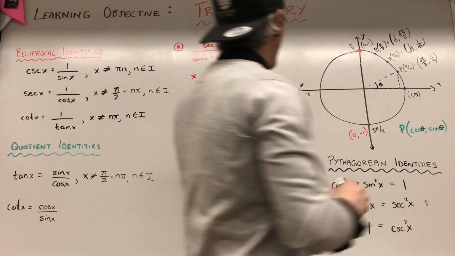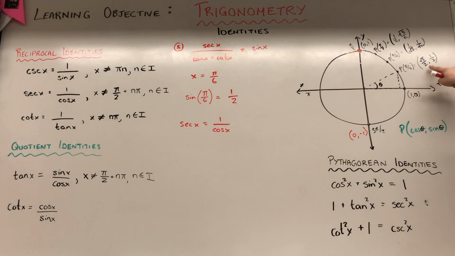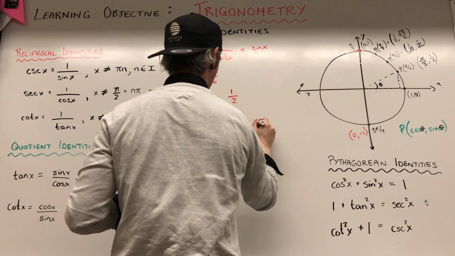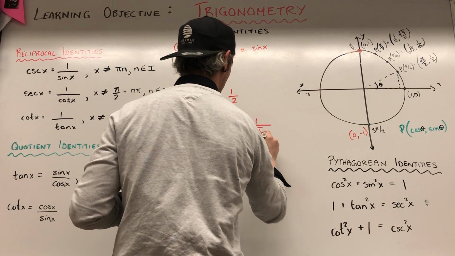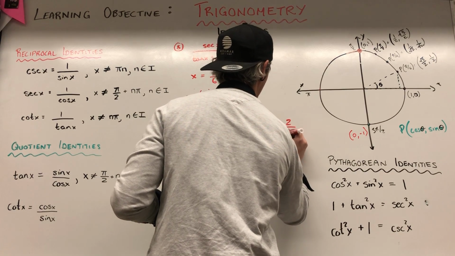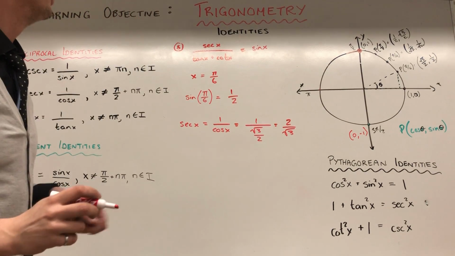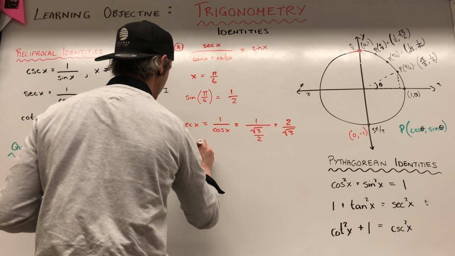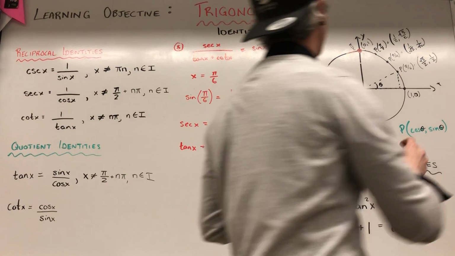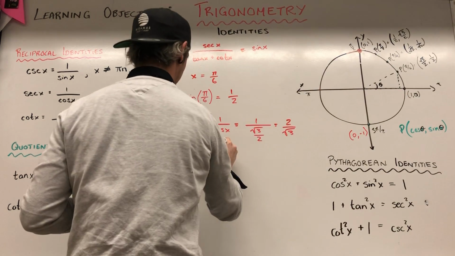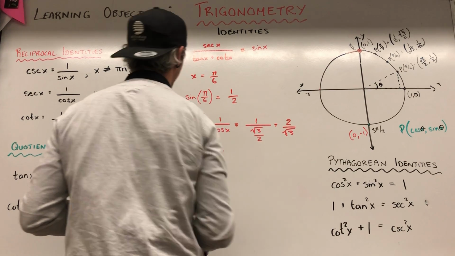And 1 over cos at pi over 6, cos of x is root 3 over 2. So it's 1 over root 3 over 2, which is 2 over root 3. So secant x is equal to 2 over root 3. Tan of x, or tan at pi over 6, is going to be the far side, 1 over root 3. So it's going to be 1 over root 3.